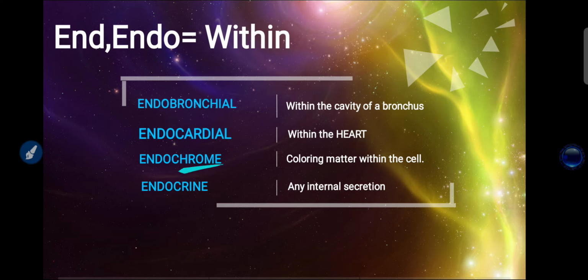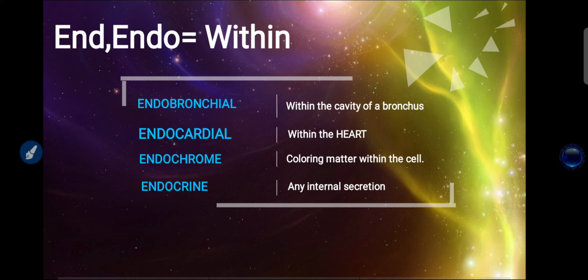endochrome. Chrome is something related to colors, like monochrome means single color. Here endochrome means coloring matter within the cell. What does it mean actually? If you see plants, they are green in color. The leaves of the plants are green because of the endochromic tissues, or we can say coloring matter within the cell of the plants. Something which is coloring matter.